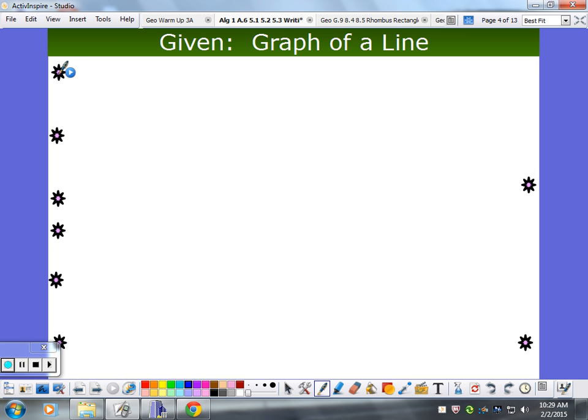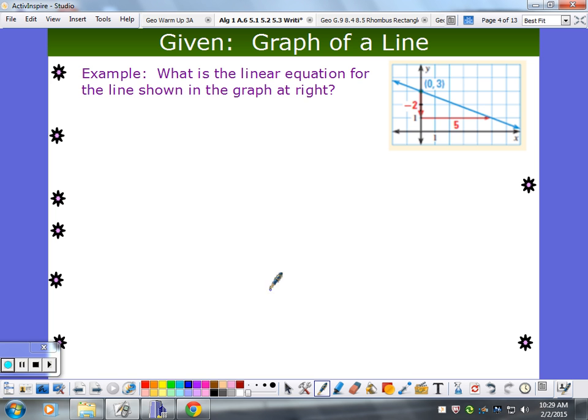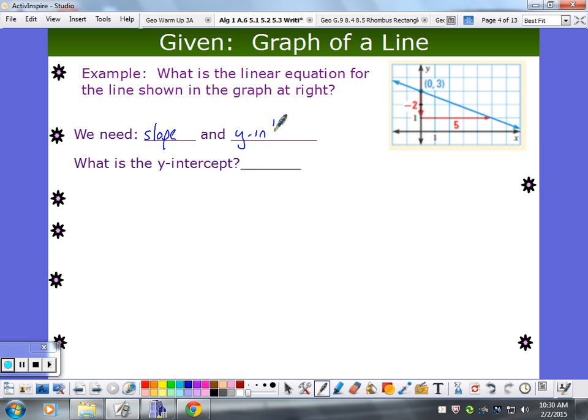So let's say I give you a graph of a line. If I know slope and y-intercept, this is easy, right? So we can figure it out. We need the slope, and we also need the y-intercept. Those are the two things we need. So let's look at the graph. What's the y-intercept? And that's going to be your b, right? In y equals mx plus b, we already know b. Now we need to find the slope.